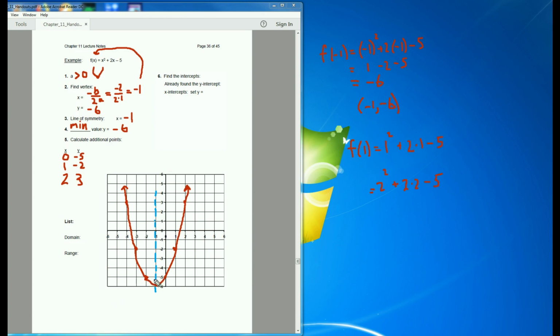From the graph then, we can list the domain. I know everybody knows this. For any quadratic function, the domain is all real numbers. In other words, -infinity to +infinity. For the range, it's always easier to look at the graph. So the lowest value that y can be is -6. And then it's just going to go all the way up to +infinity. So the range is going to be bracket -6, comma, infinity.